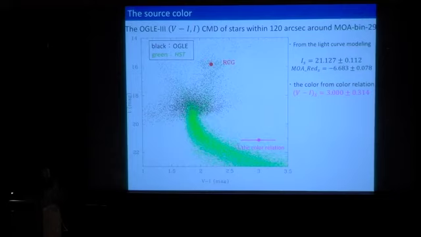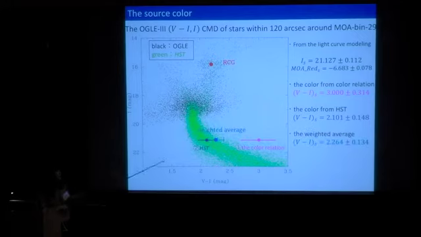Here is the OGLE CMD map. Black shows the stars of OGLE, and green shows the stars of HST. Pink shows the color from the color-color relation. It has a large error and is much redder than the main sequence star. And the purple shows the color from HST. Since the color from the color-color relation has a large error but is consistent with the main sequence star within 2 sigma, we take the weighted average of the two colors, and the blue shows the weighted average color.